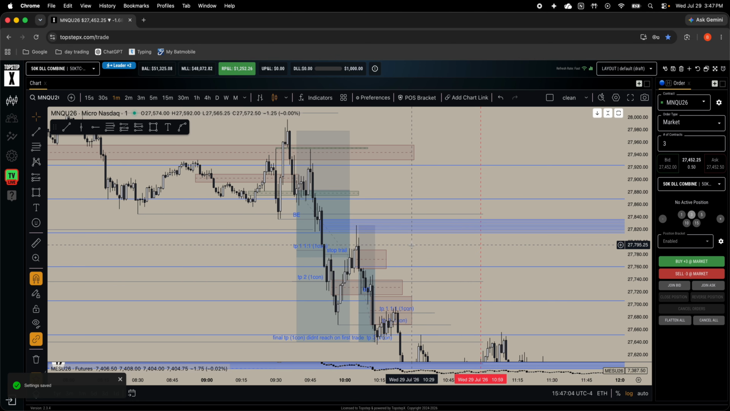Those were the trades of the day. Hopefully we can get these accounts passed by just taking good quality setups like these and keep getting good price action. And that's it.